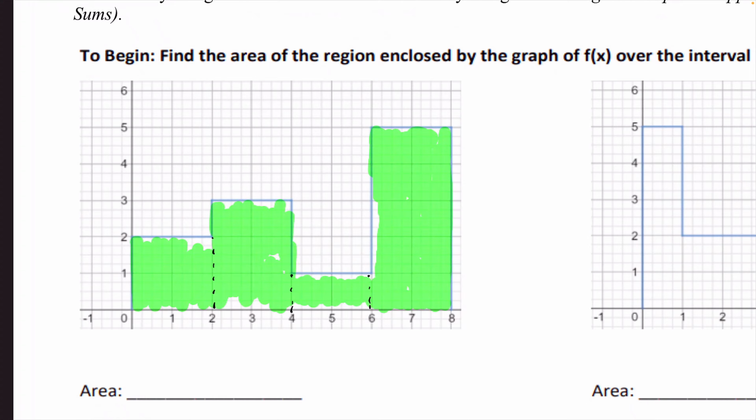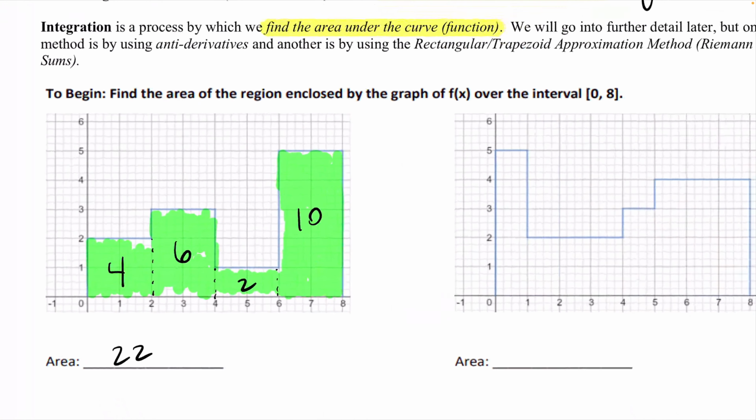So this one would be a 2 by 2, so this is 4. The next one is a 2 by 3, so it's a 6. 2 by 1 is a 2. And the last one's a 2 by 5, so it's 10. Add them all up, you get 22. Oh, wait, I thought we were actually doing a different method. All right. You're correct.